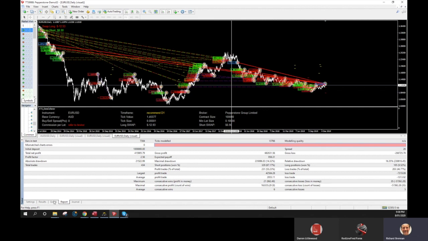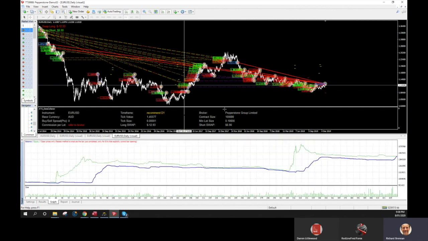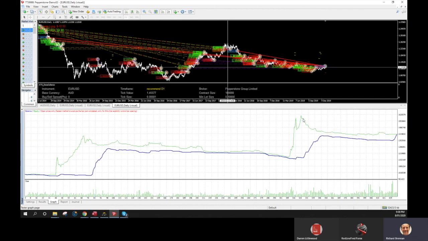Now, another way we can see that we have positive skew is when we look at the equity curve, you will see that our floating equity always sits above our realized balance. With a negatively skewed system, the reverse occurs. The floating equity sits below the realized balance. So this is a clear indication that this strategy has strong positive skew. So that's an example of Euro USD.